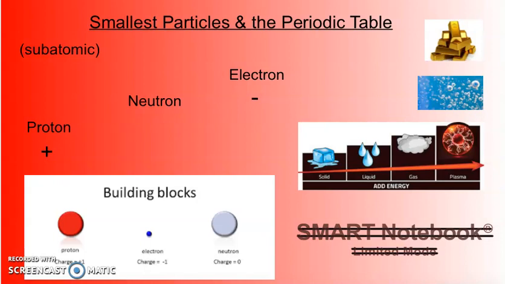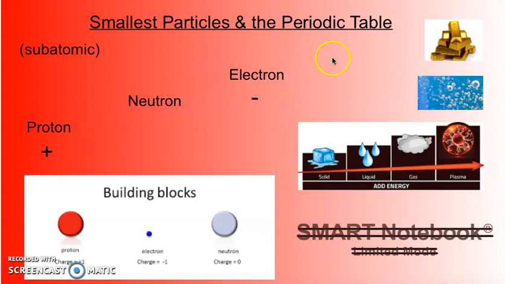Hey, this is Mr. Mitchell with a video about the smallest particles and what they have to do with the periodic table. So scientists, after many thousands of years of debate, it seems like, have come up with what they think are the smallest of particles, the proton, the neutron, and the electron.